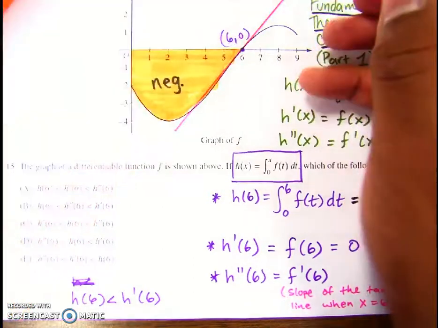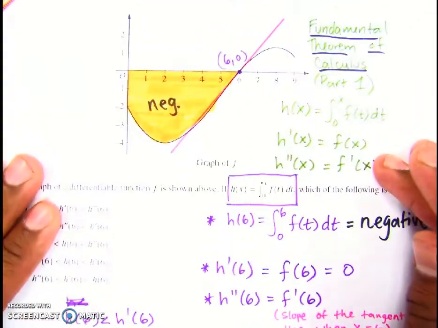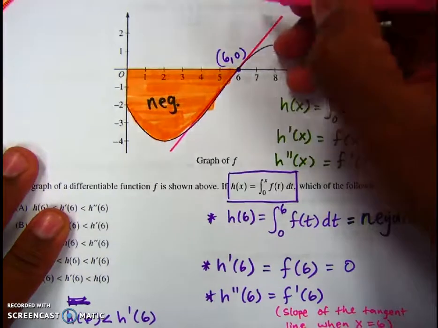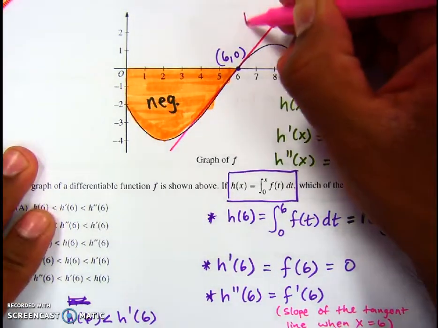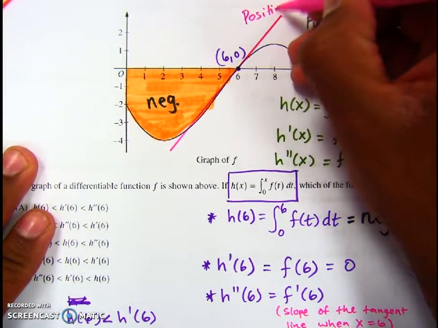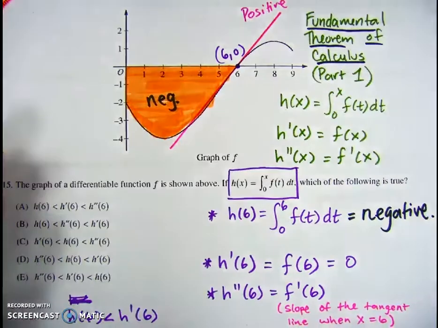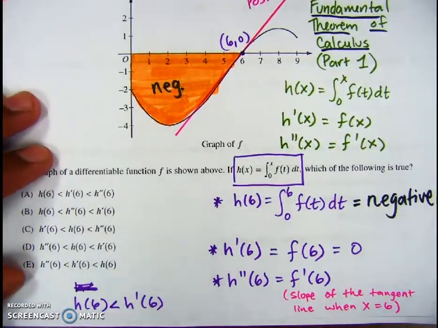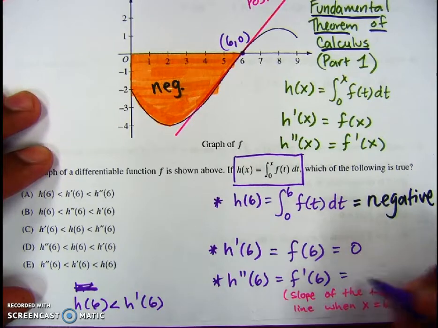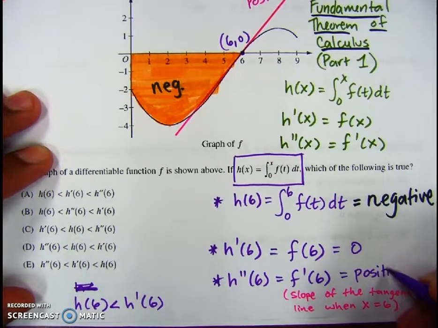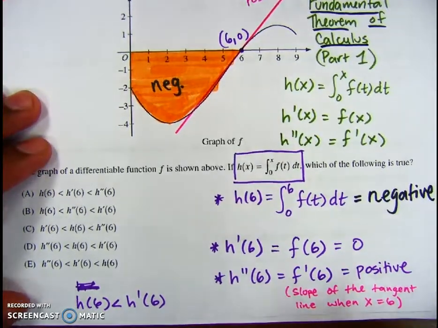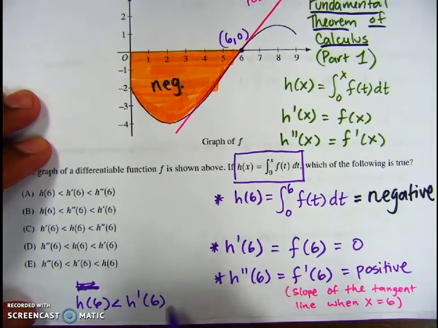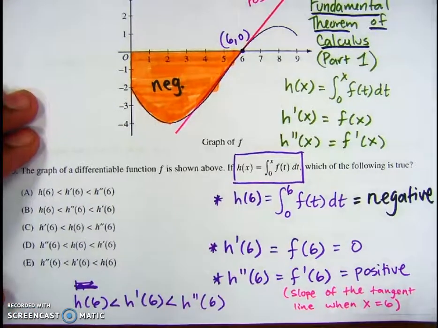is something like that. And I do know that that's a positive slope, so it is positive, which tells me that this is positive, which then tells me that this h double prime of 6 should be greater than h prime of 6. So the answer is A.